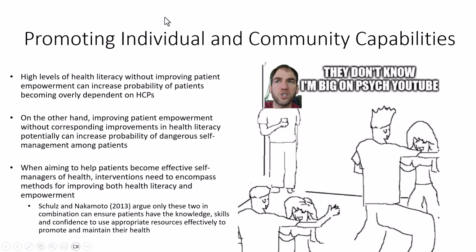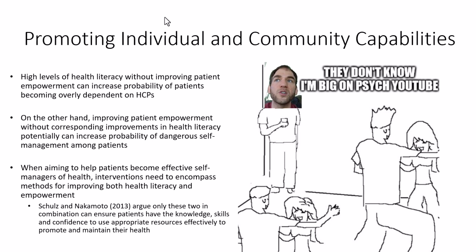But even beyond the big structural social determinants of health, the authors argue, that is Schultz and Nakamoto, that high levels of health literacy without improving patient empowerment can increase probability of patients becoming overly dependent on their HCPs. On the other hand, improving patient empowerment without corresponding improvements in health literacy potentially can increase probability of dangerous self-management among patients. So the idea of the first bullet point here is that maybe literacy has increased, but the person does not feel that they can act. They're not empowered. They're not self-sufficient, or at least collectively sufficient within their community.